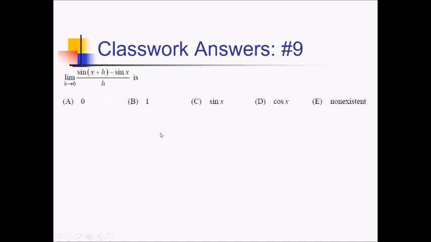On this problem, they want the limit as h approaches 0 of this stuff here. This is really just the limit form of a derivative. The original function appears to be whatever this x plus h is plugged into, so sine of x is the original function. And they just want the derivative of that, which is cosine of x. So that's going to be answer choice D.